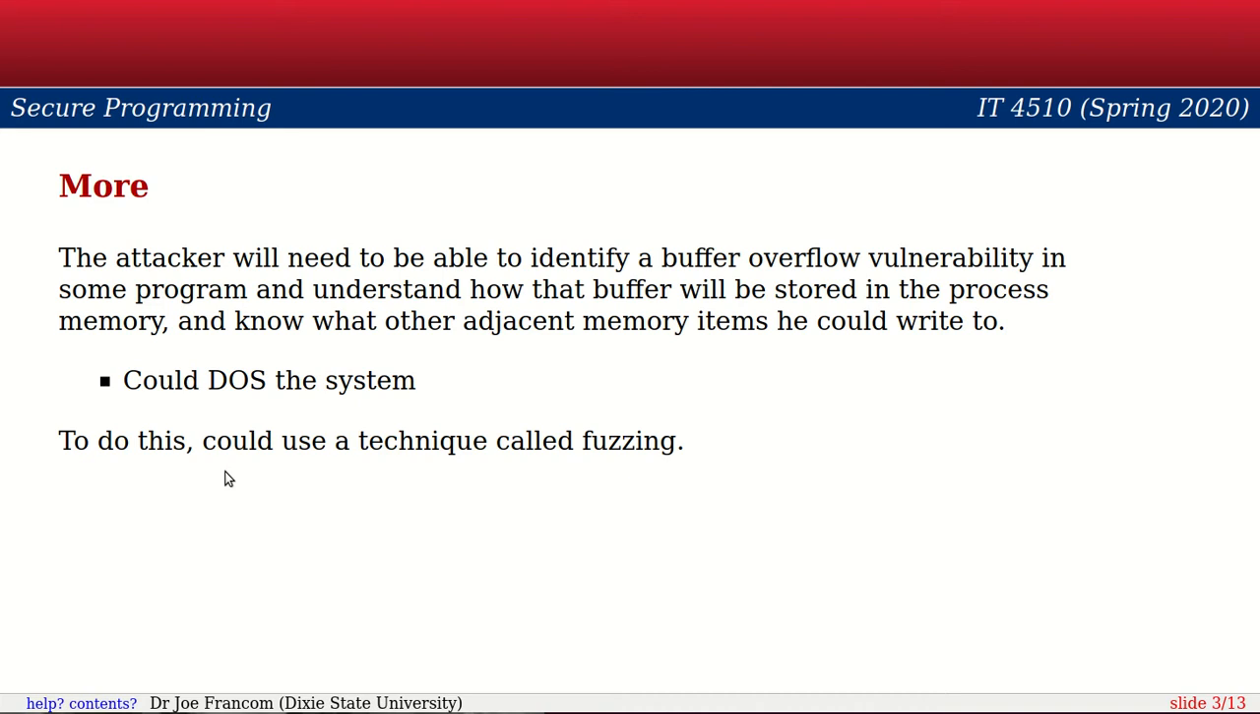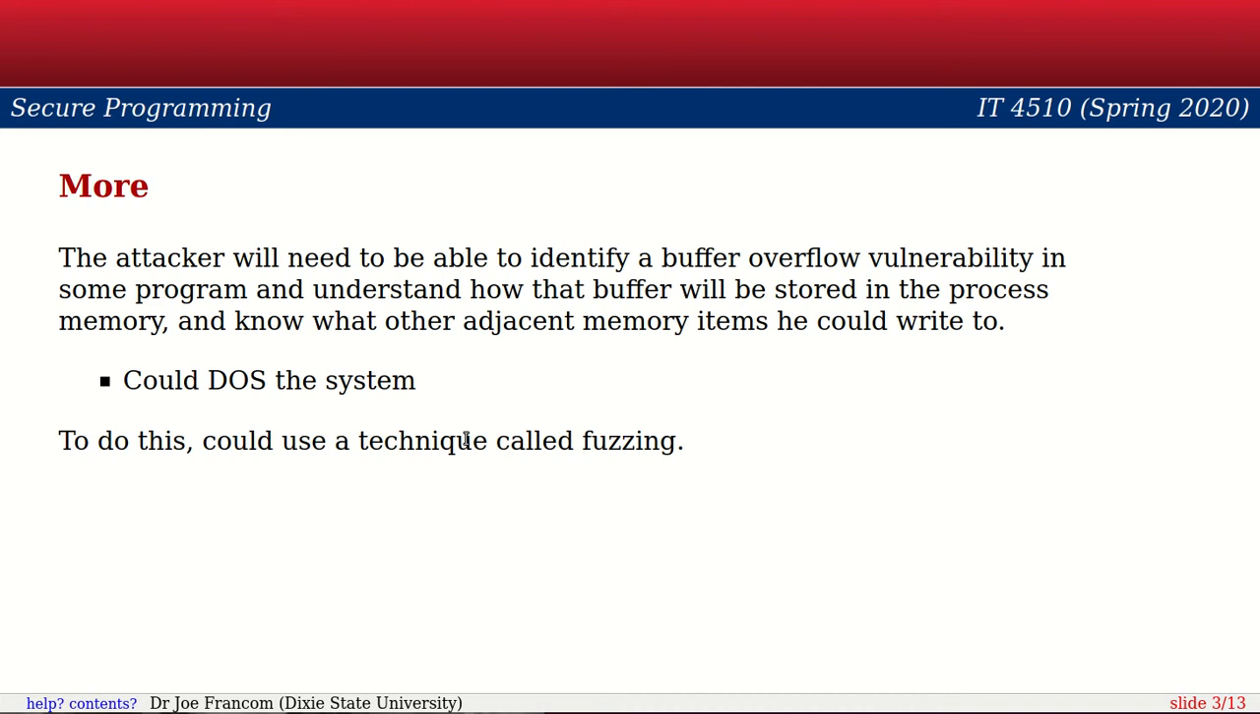So the attacker needs to be able to identify a buffer overflow in some program and understand how that will be stored in the process memory and know what other adjacent memory items he could write to. We could denial of service the system. We could do a lot of bad things. We could cause the other program to do things on our behalf.